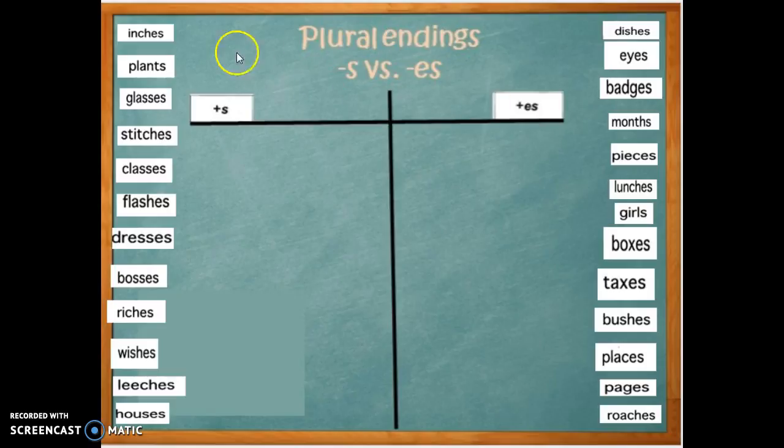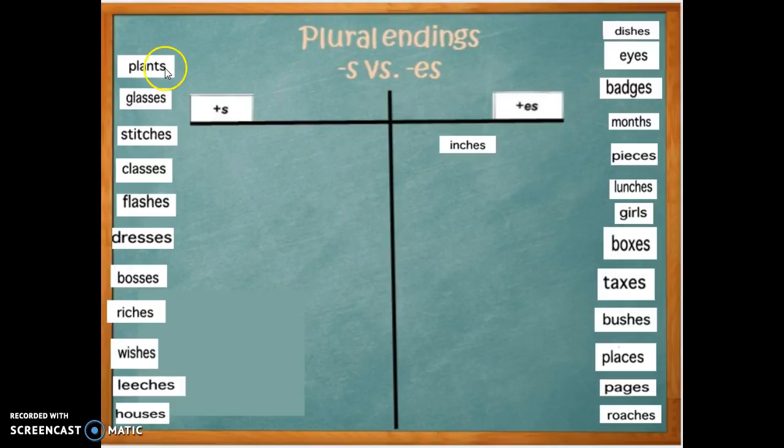What I'm going to do is, all of these words on the sides are all mixed up. They're out of order. So I have to put all the plural words that end with just S in this column, all the plural words that end in ES in this column. So watch me go. I'm going to start over here. Inches. Okay, I see the ES here. I know it needs to go in this column. So I'm going to move and drag it.